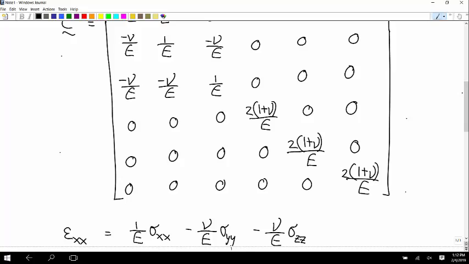When we get to the shear strains, we don't have dependence on anything except the corresponding shear value. There's no equivalent of a Poisson's effect for shears. Okay, so the only thing that affects the YZ shear strain is the YZ shear stress. Okay, and same with XZ and XY.